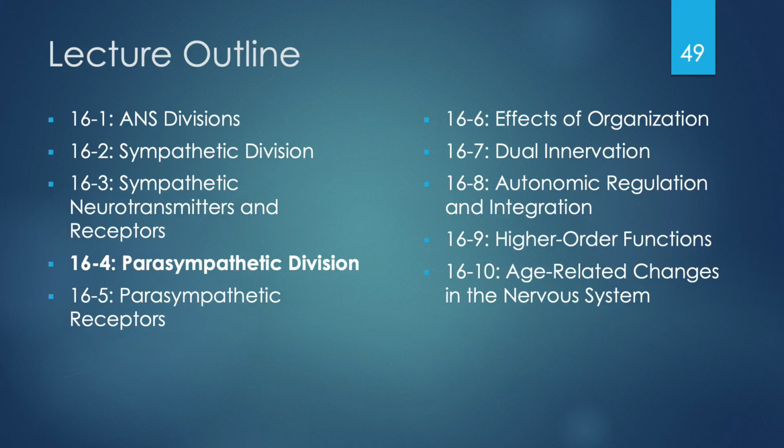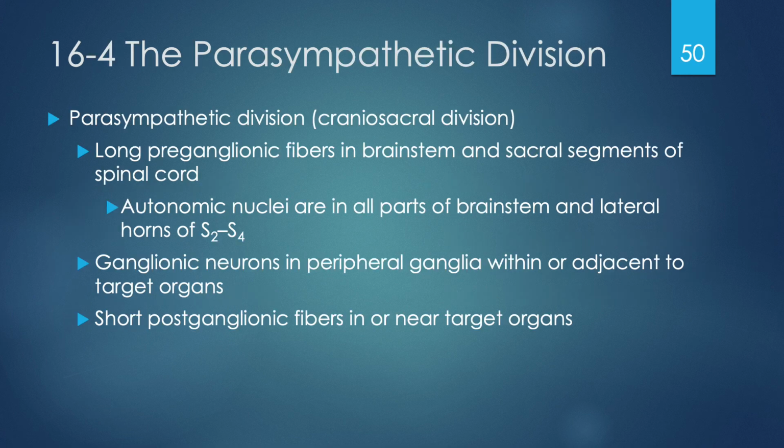Let's discuss section 16.4, the parasympathetic division, time to rest and digest. The parasympathetic division in many ways is the opposite of the sympathetic division. The sympathetic division is sometimes known as the thoracolumbar division, and the parasympathetic division is known as the craniosacral division. So basically it's taking up the two other major components of our central nervous system. The parasympathetic division has the opposite layout of the sympathetic division.